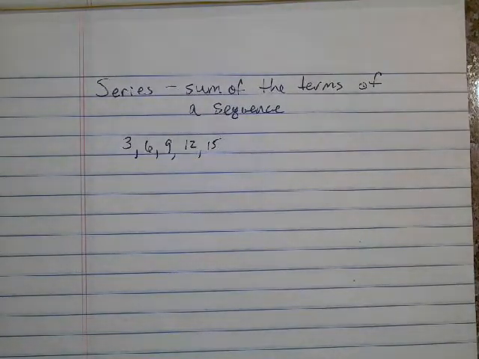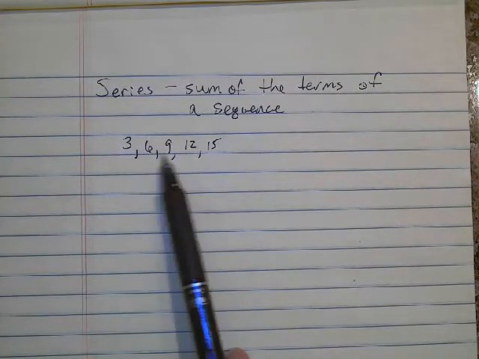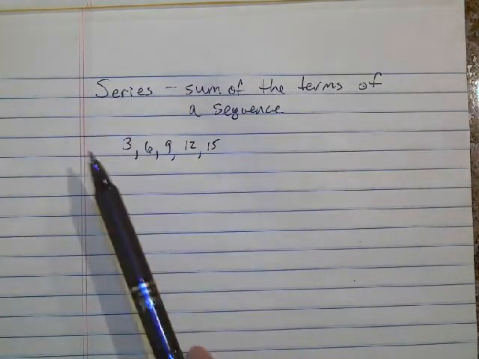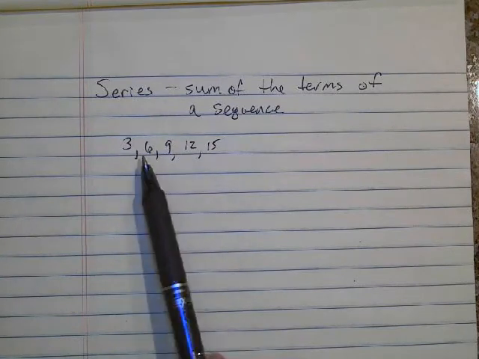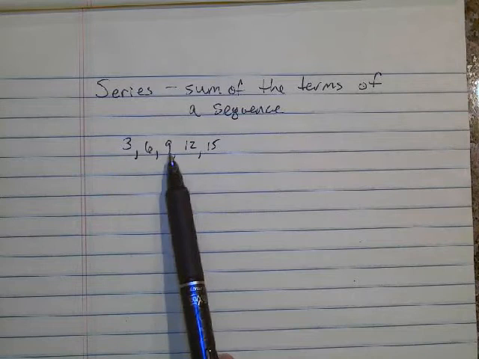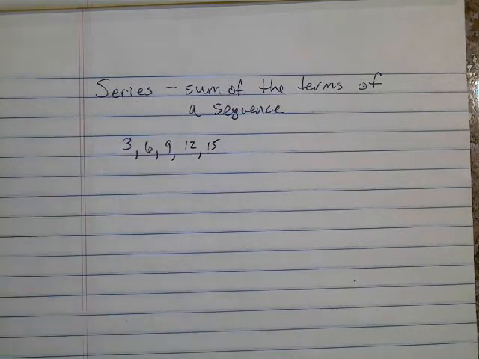Today we're going to add to our unit on sequences and series. Last time we talked about a sequence. They have a common difference or a common ratio, but today we're going to talk about a series. And a series is the sum of the terms of the sequence. So if I took this sequence and added all of these terms together, that would be the series.